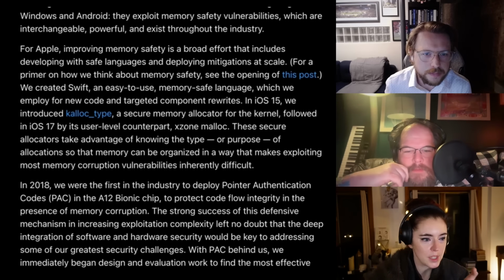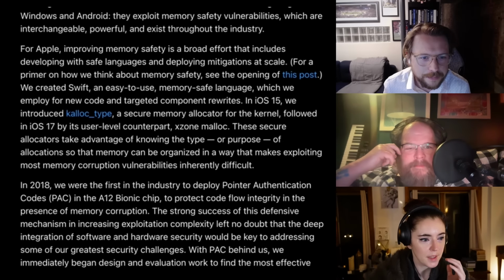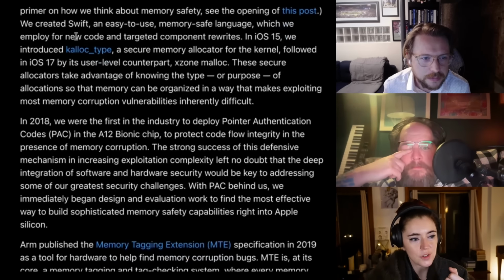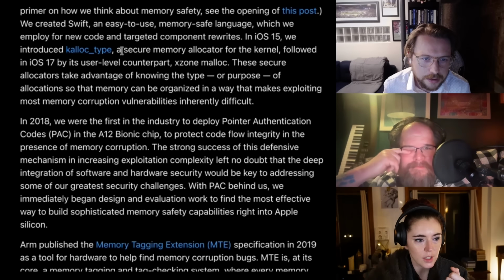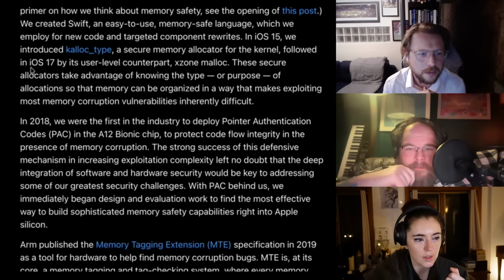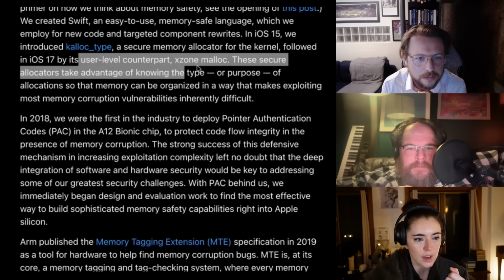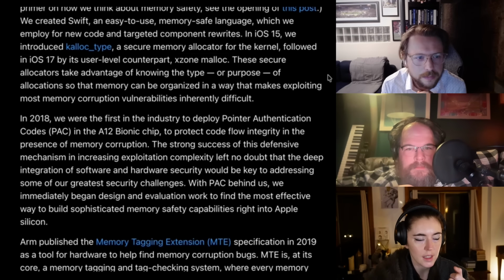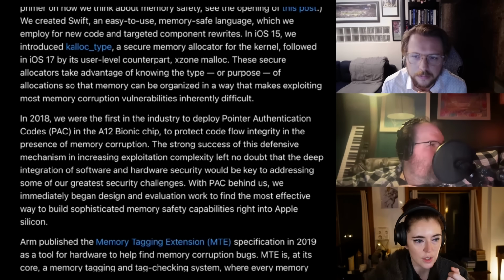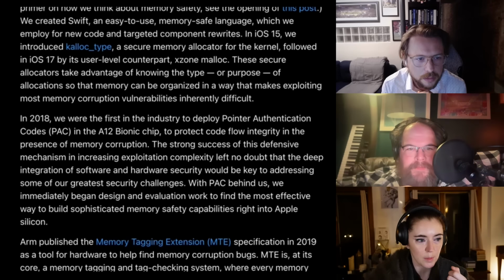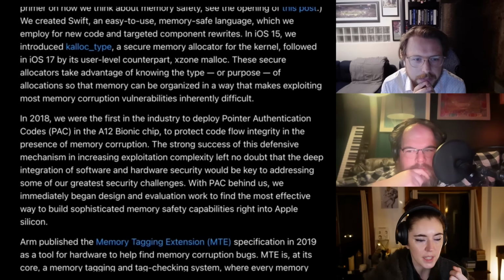Apple, improving memory safety, Swift, blah, blah, blah. In iOS 15, we introduced kalloc type, a secure memory allocator for the kernel, followed in iOS 17 with its user level counterpart, xzone malloc. Secure allocators take advantage of knowing the type or purpose of allocation so that memory can be organized in a way that makes exploiting most memory corruption vulnerabilities inherently difficult.